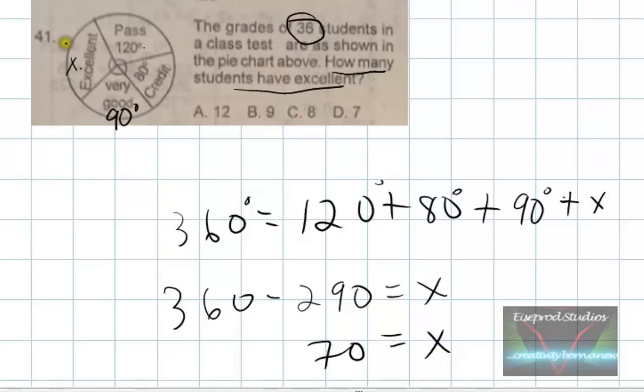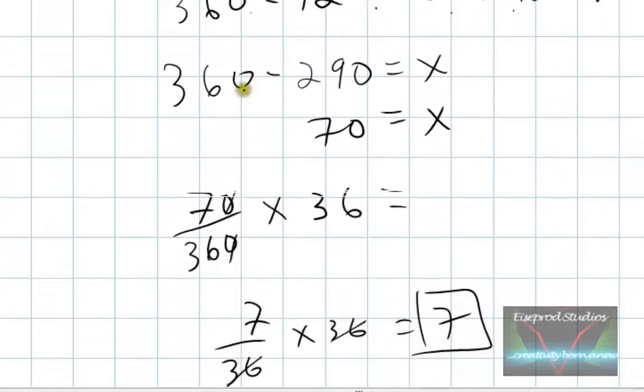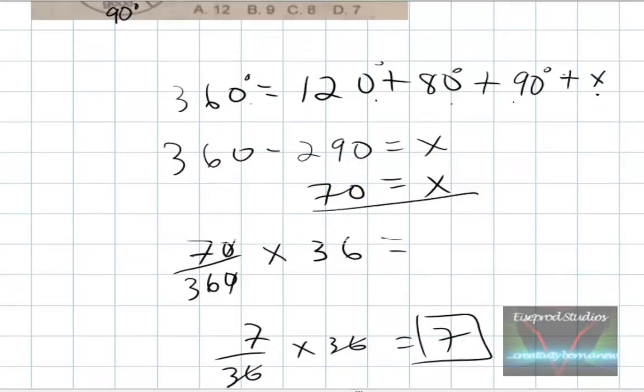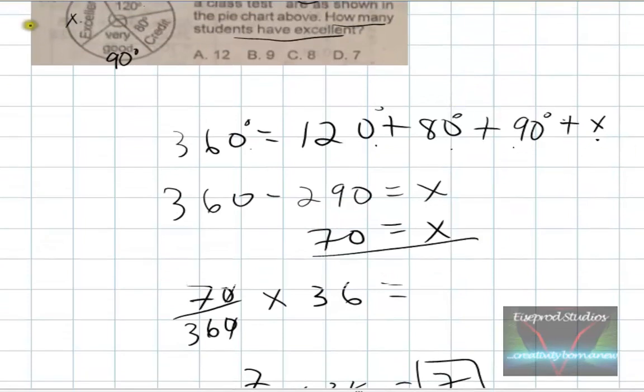So first we need to figure out how many degrees of this pie chart covers the excellent. So the entire circle is going to add up to 360 degrees. So 120 plus 80 plus 90 plus this other x will give us 360. So then we go ahead and solve for x and we get 70. So now we know that 70 is equal to x. But that only lets us know that this is now 70 degrees. That still doesn't tell us how many students have excellent.